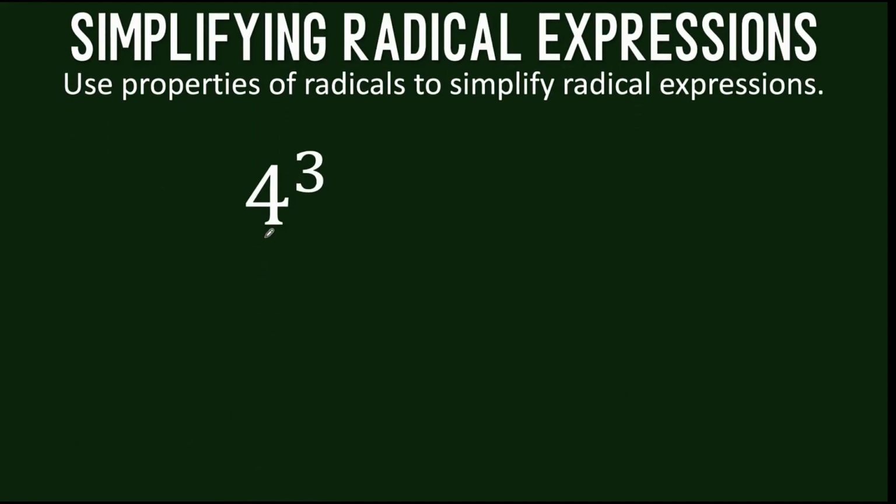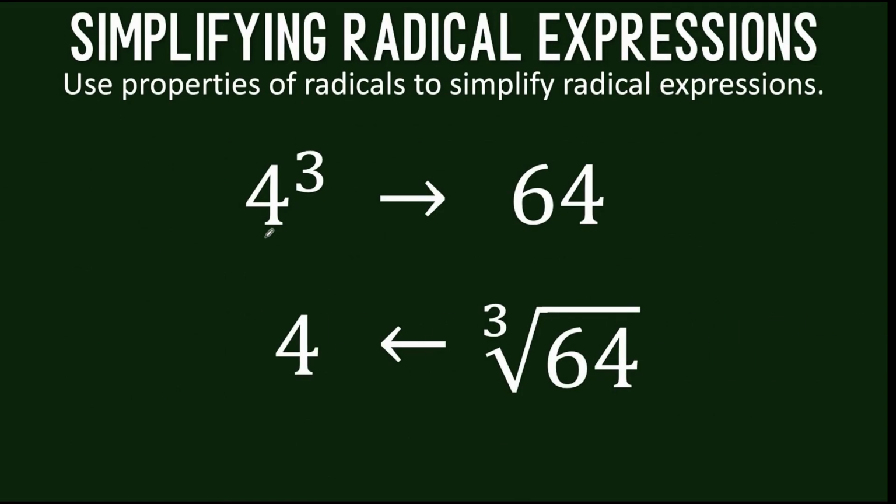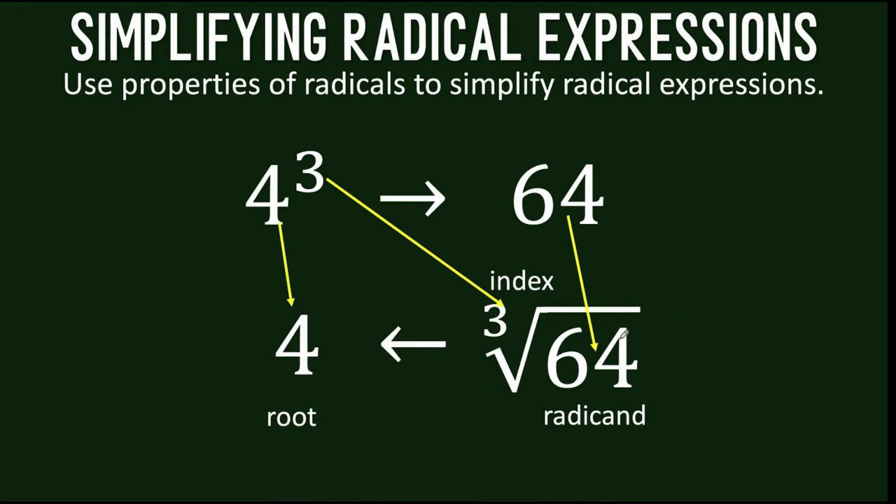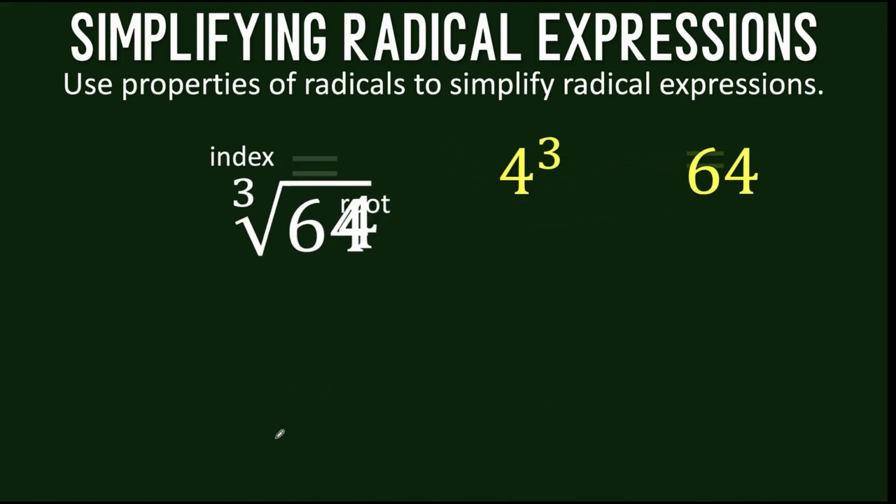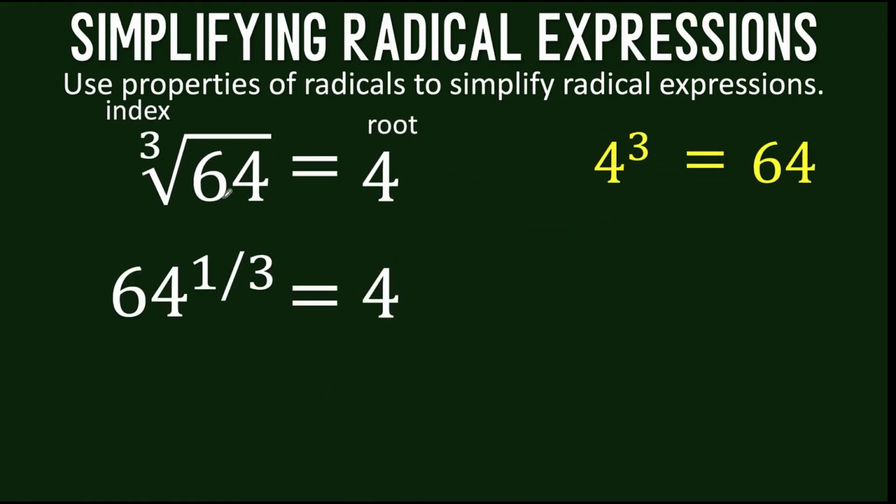Let's have another example. Let's say 4 cubed we know is equal to 64. Reversing the process, we can get the cube root of 64 to go back to the base 4. In here, 64 is the radicand. This exponent 3 becomes the index of the radical, and this base 4 becomes the root, the cube root of 64. Now, in fractional exponents, it looks like this. The cube root of 64 is equivalent to 64 raised to 1/3. Take note that this index of the radical becomes the denominator of the fractional exponent. The numerator of the fractional exponent is whatever exponent is here.